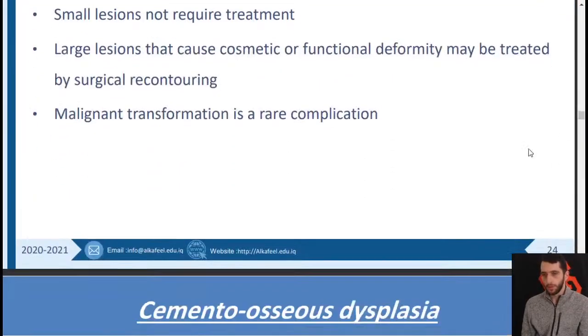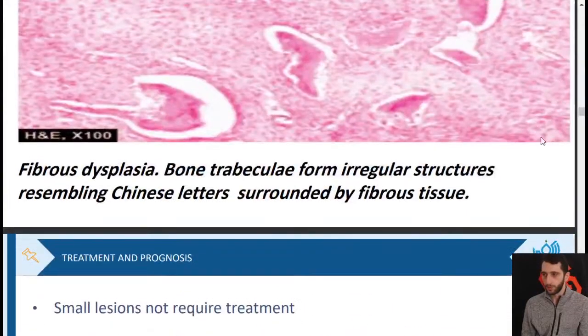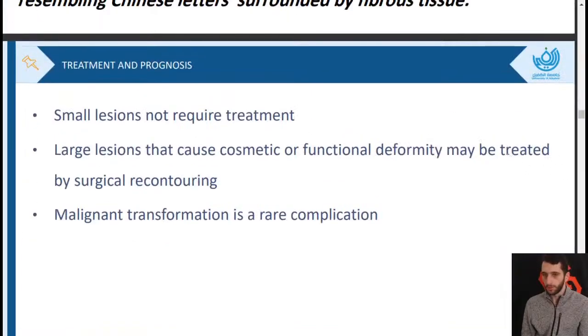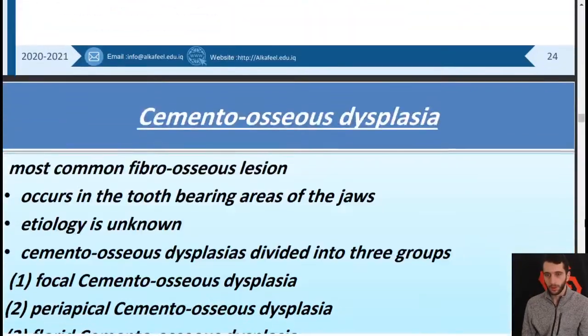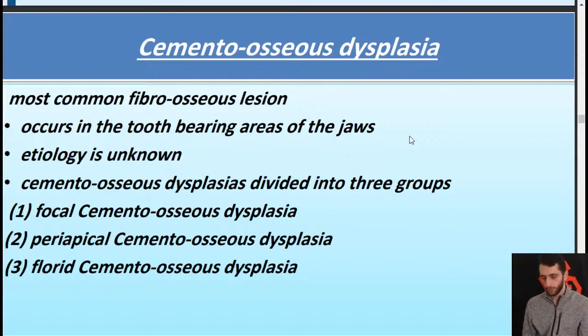Such polyostotic, monostotic and Albright syndrome lesions, fibrous lesions, and cemental osseous lesions. The cemento-osseous dysplasia is the most common fibro-osseous lesion.